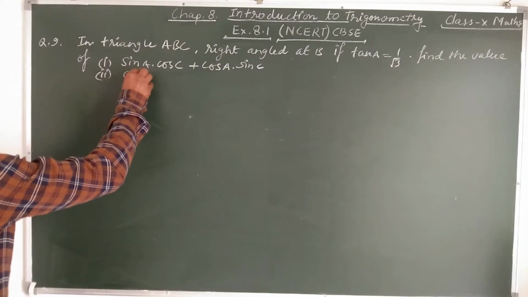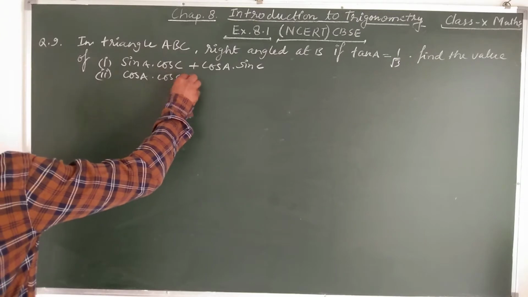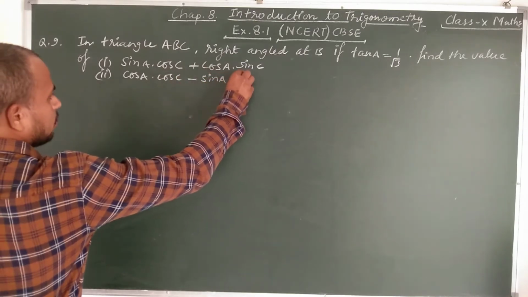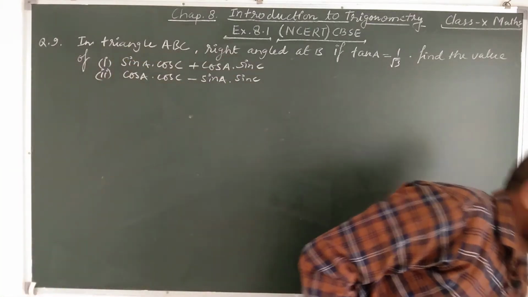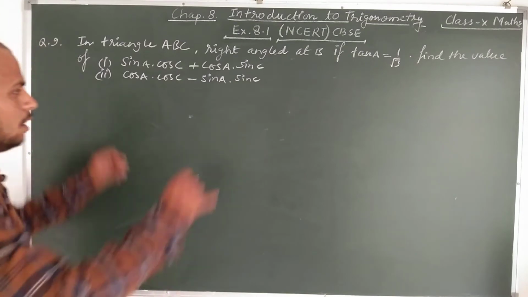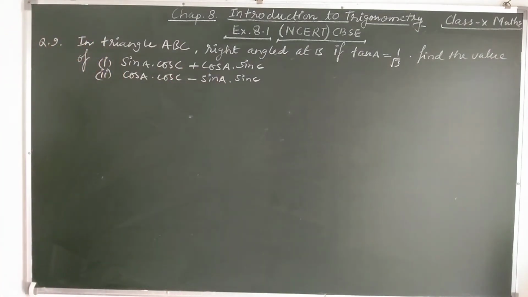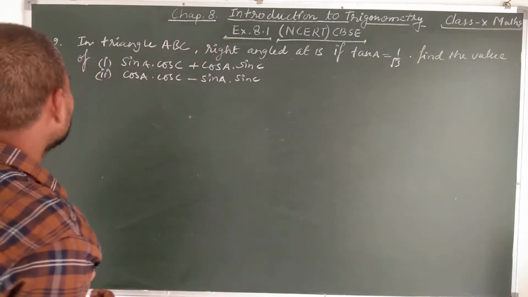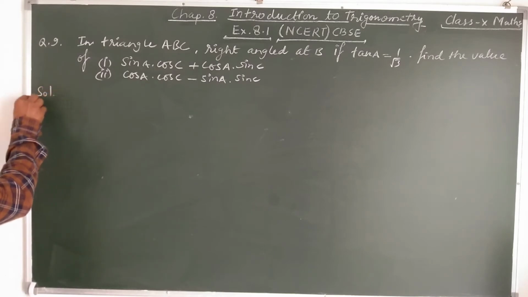Second part, cos A into cos C minus sin A into sin C. So we will do the first part and second part. You can do the second part on the basis of the first part. So let's solve the first part.